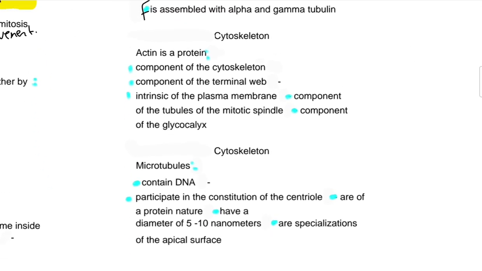Actin is a protein, component of the cytoskeleton, right? Component of the terminal web, right? Intrinsic of the plasma membrane, wrong. Component of the tubules of the mitotic spindle, wrong. Component of the glycocalyx, wrong.